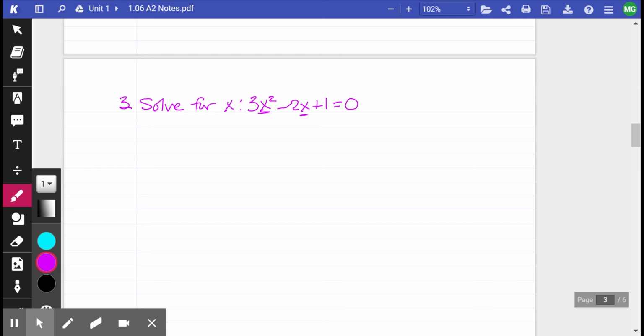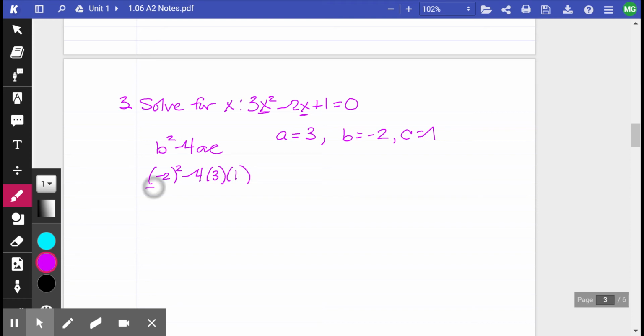Now, it doesn't say here that I needed a plus bi or simplest radical form, so I'm going to find my discriminant first just to check what I should use. We've got it equal to 0 already, so a is 3, b is -2, and c is 1. So -2 quantity squared minus 4 times 3 times 1.